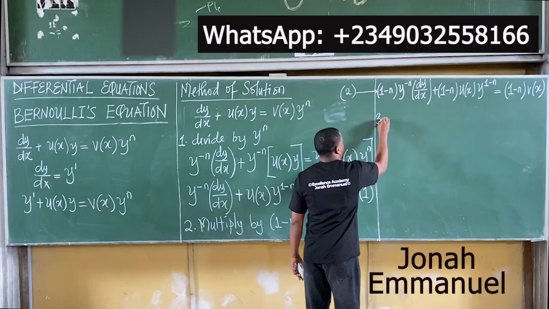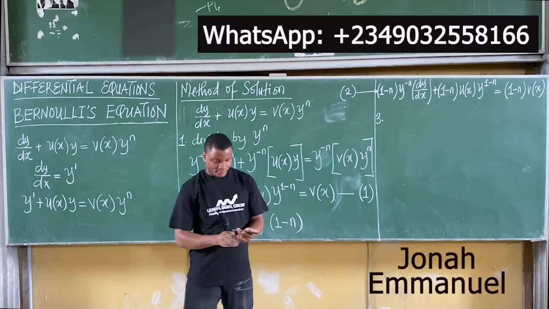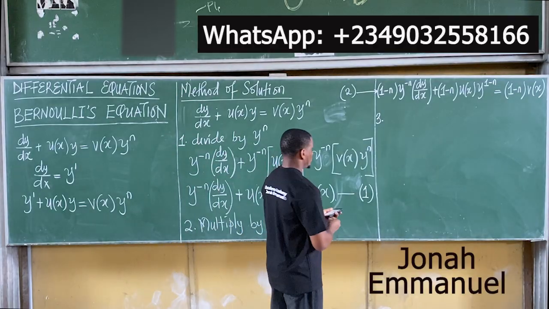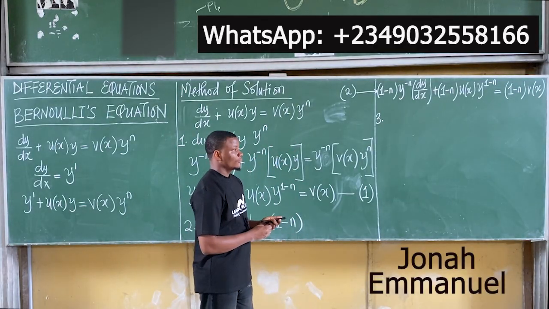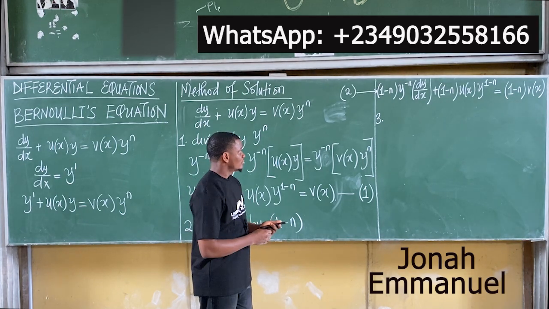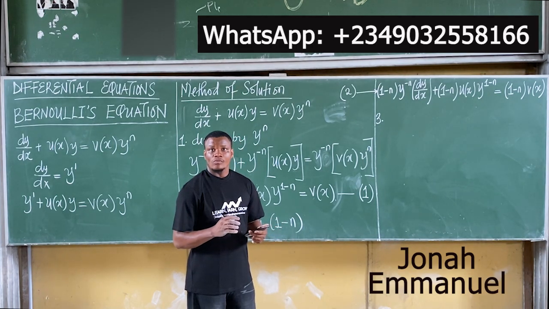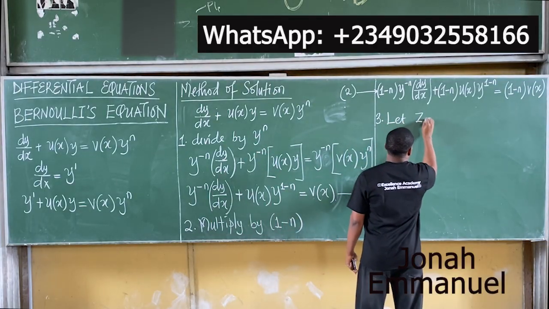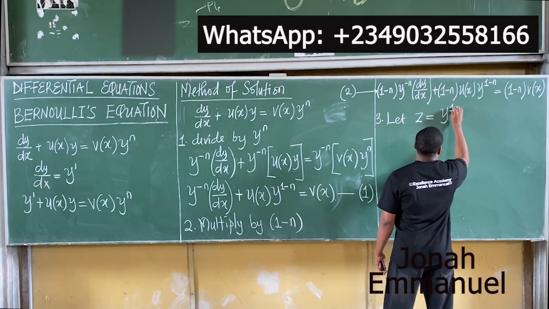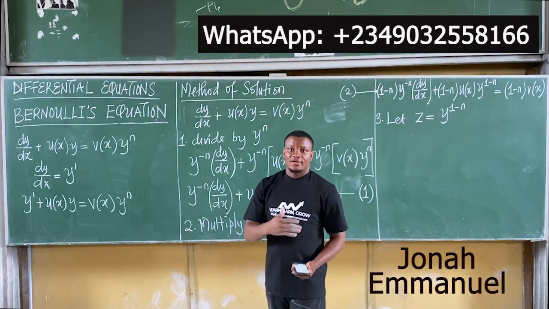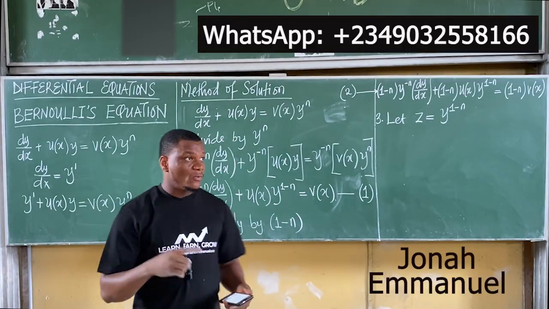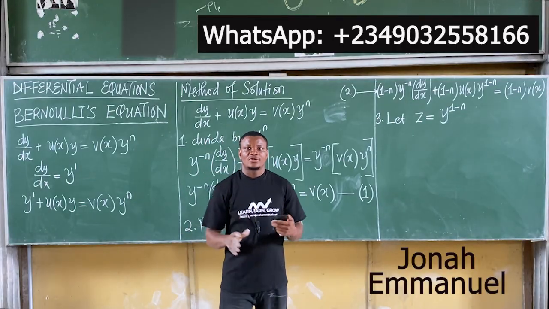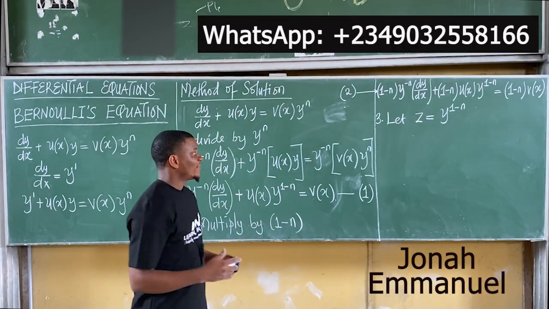Step 3: let z be equal to y to the power 1 minus n. You make this assumption, we need it in substitution and solution. Let z be equal to y to the power 1 minus n.